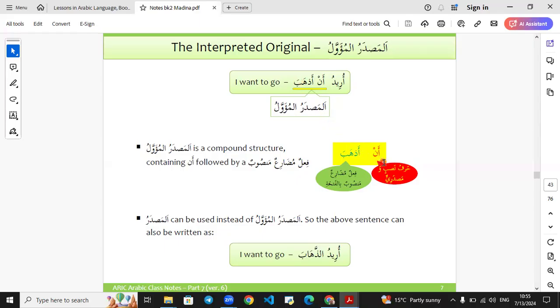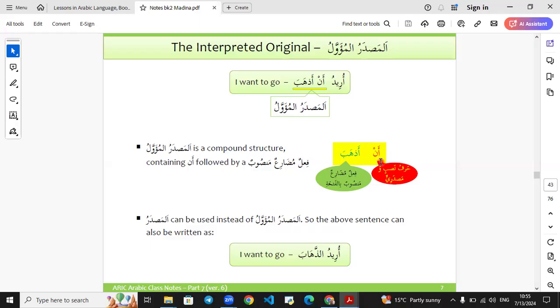An is here حرف نصب مصدرية. So we say harf nasb. Remember, we've learned about some other huruf. We have inna, harf tawkid wa nasb. You still remember? Say inna, harf tawkid wa nasb. Here we now have an, not inna.